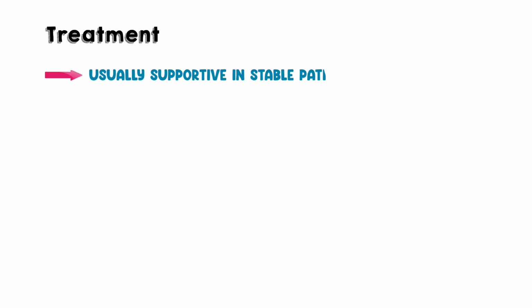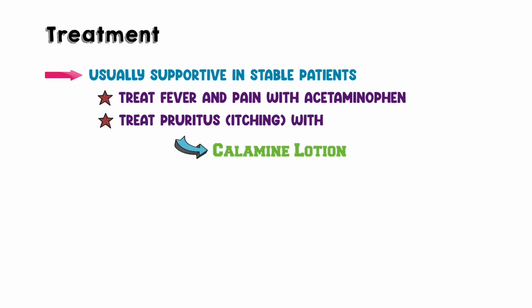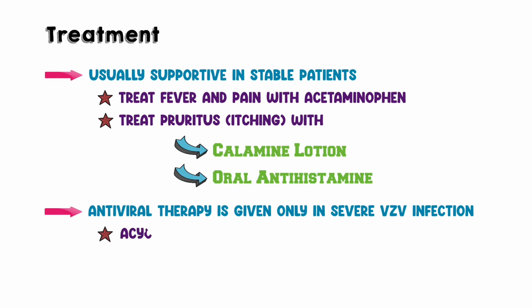Let's talk about the treatment of chickenpox. Treatment is usually supportive in stable patients, like treating fever and pain with acetaminophen and treating pruritus with calamine lotion and oral antihistamine. The antiviral therapy is given only in severe varicella zoster virus infection, and the antiviral drug usually given is acyclovir.